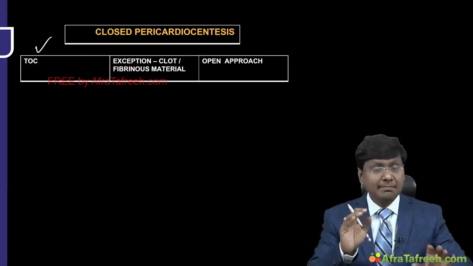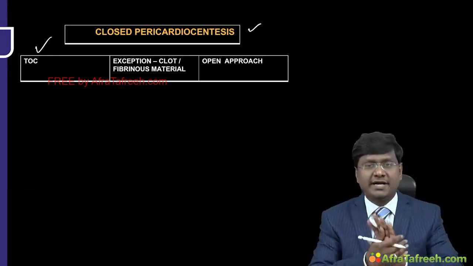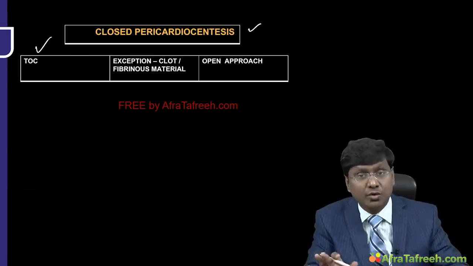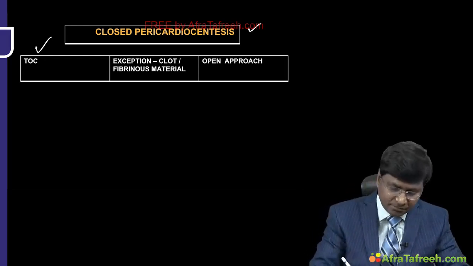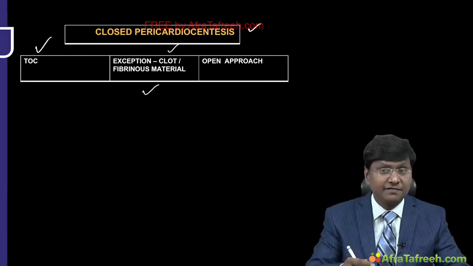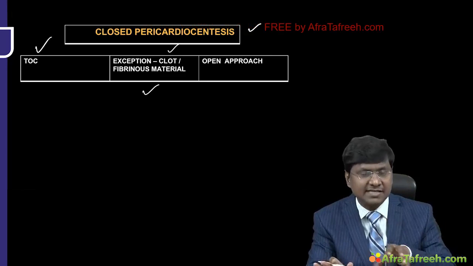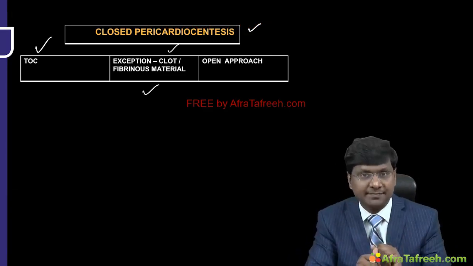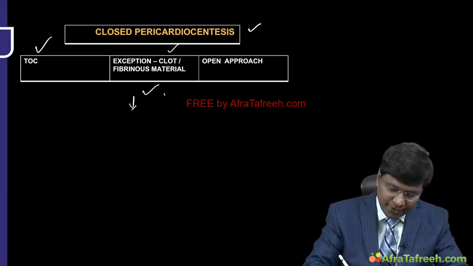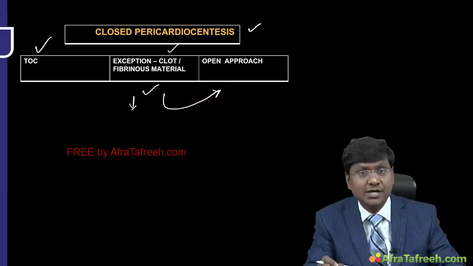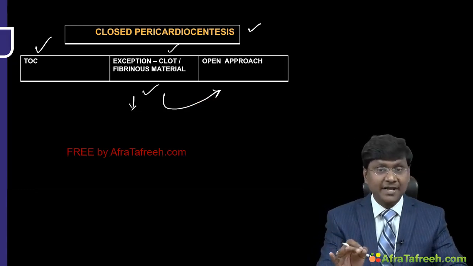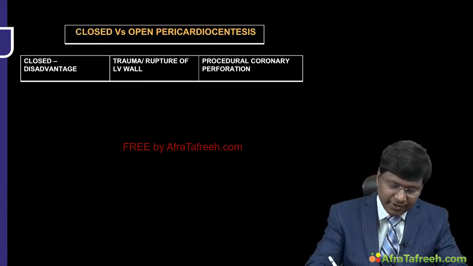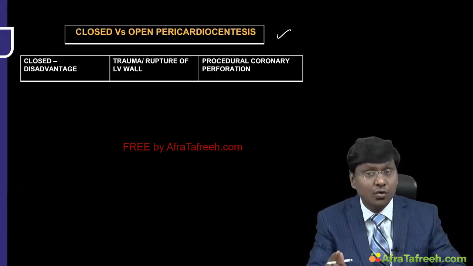And the point is, in the majority of cases, what we do is closed pericardiocentesis. We don't create any thoracotomy, right? We don't create any window, right? In the majority of cases, we do a closed pericardiocentesis. In exceptional cases containing clots or fibrous material, when you do pericardiocentesis, the clots and the fibrous material may not come through the pigtail catheter that you are inserting there. So in such a case, you need to go for the open pericardiocentesis, right? This open approach is very safe and easy for obtaining the clot as well as the fibrinous material.